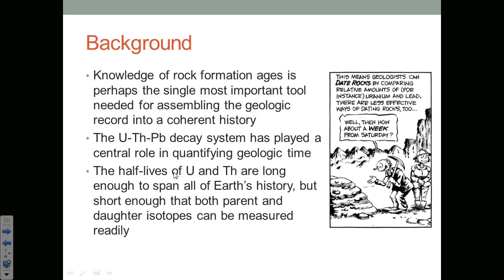And in terms of all of the isotope systems that are available to geologists to use, for rocks that are on the scale of millions to billions of years old, it's the uranium, thorium, lead decay system that's played the most central role in quantifying geologic time. And that's because the half-lives of these radioactive isotopes, uranium and thorium, are long enough on the scale of hundreds of millions to billions of years, such that they're relatively easy to measure in most rocks that range from millions to a billion years or more.